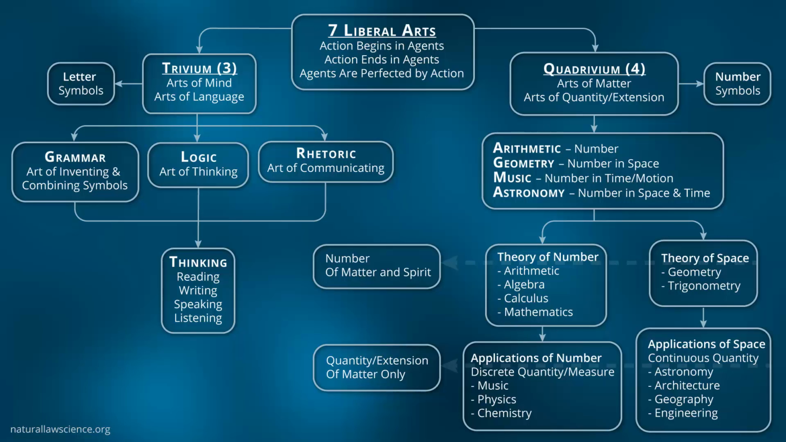So just briefly, on the right side, the Quadrivium has to do with matter, quantity, extension, number symbols. Arithmetic is basic number, geometry is number in space, music is number in time and space, so it's time and motion, and astronomy is number in time and space.